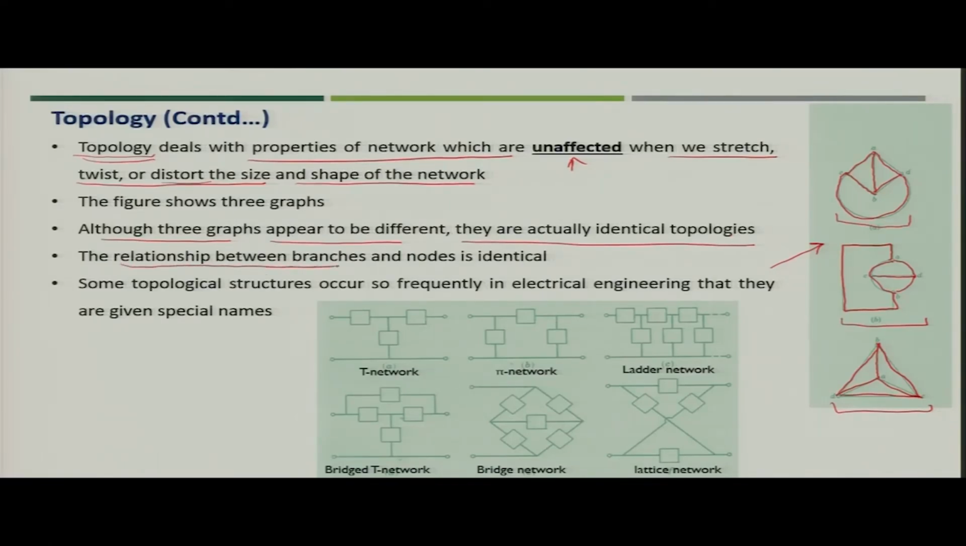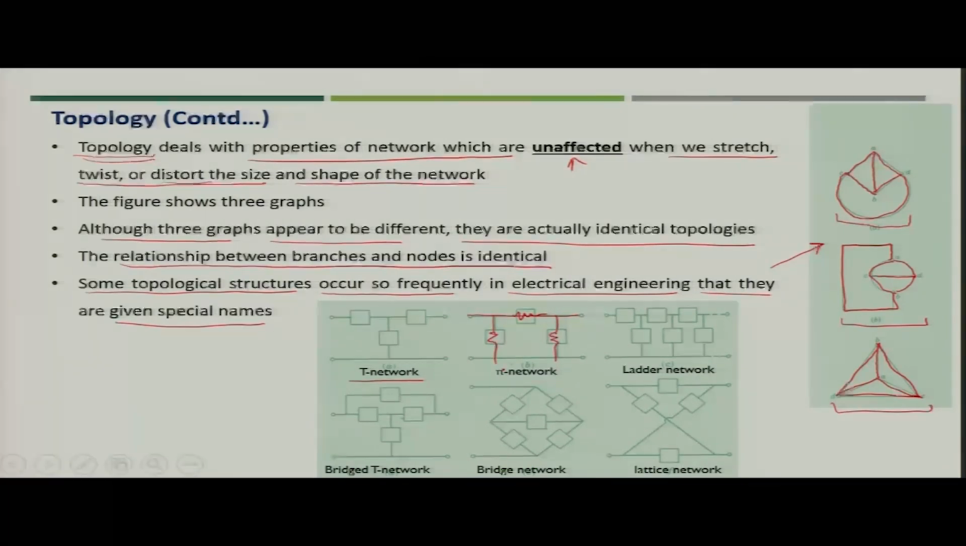Why? Because the relationship between branches and nodes is identical in this case. Sometimes the topological structure in an electrical circuit occurs so frequently that in electrical engineering we have given them special names. If you see a circuit like this, we call it a T network. If it is like this, where you have resistors connected like this, then it is called a pi network.